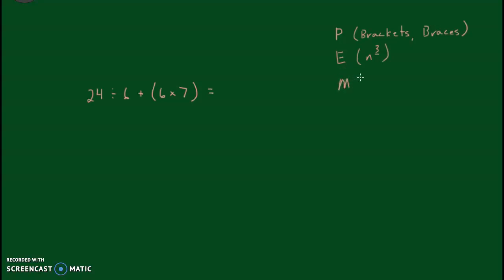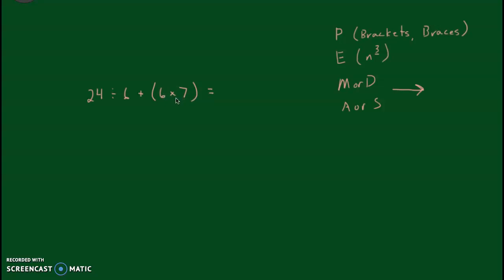So then we go to multiply or divide, then add or subtract. And for these, we're always going from left to right. So let's go to the problem here. Our first thing that we're going to do is look for parentheses or brackets or braces. Well, we have some parentheses right here.